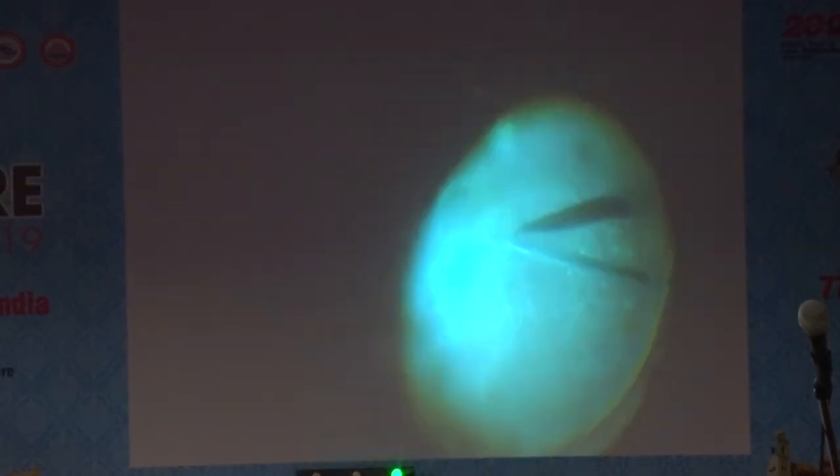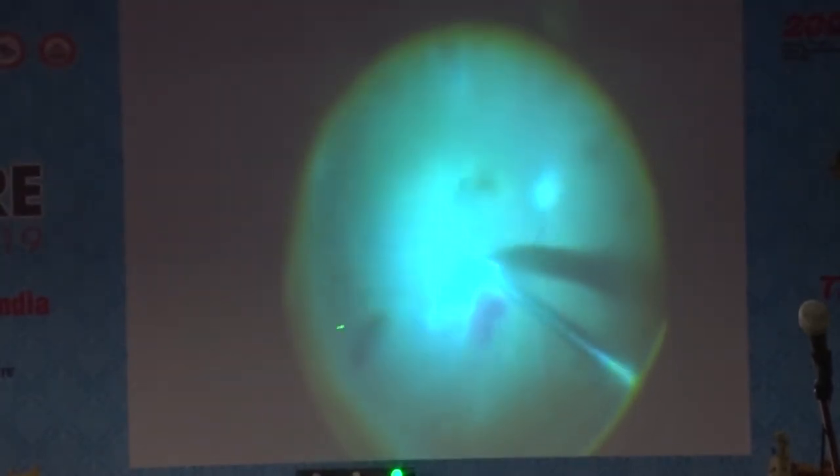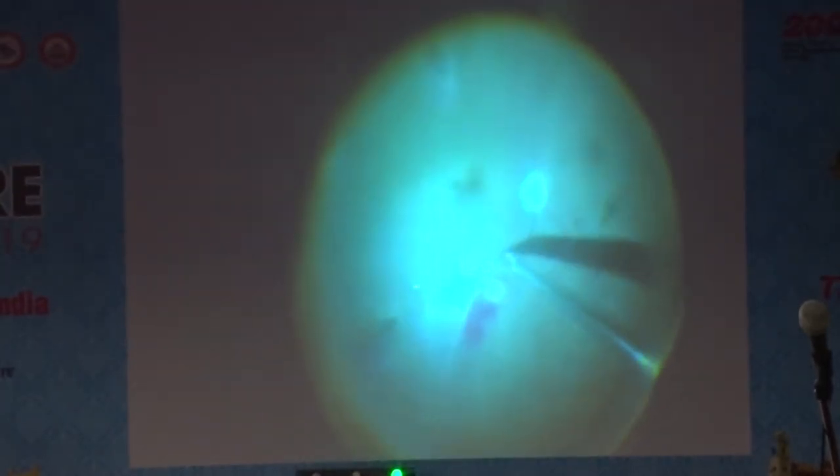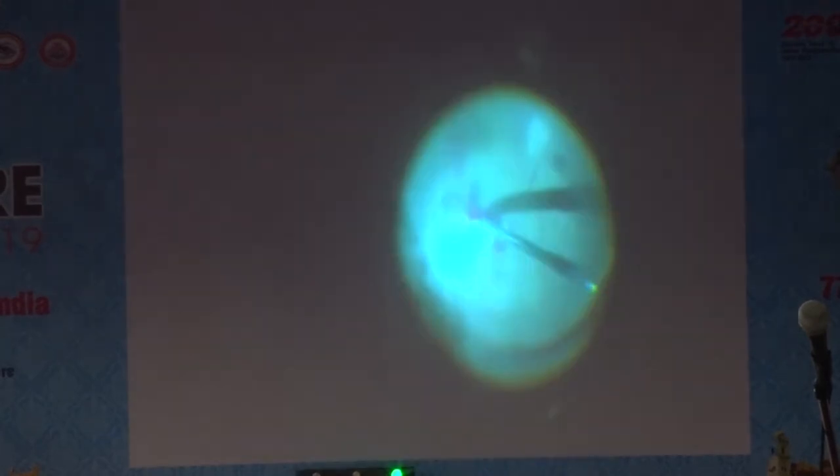I think the videos are not okay. So basically, after you remove most of the opacities, as you see here, I'm trying to remove the last piece and the bleeding starts. It's a very common situation. And sometimes whatever you do, you cannot do anything. So nowadays, I just leave it like that.